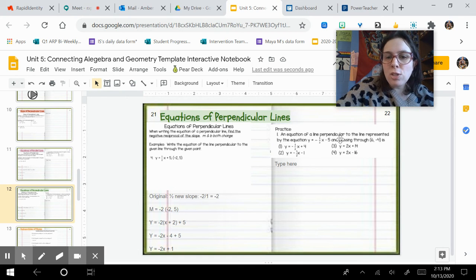So your job is to do this one on your own. It is already set up equal to y equals, so you don't have to solve for y. You already are given the slope, so you need to find the opposite reciprocal slope and make the new equation that goes through this point right here.